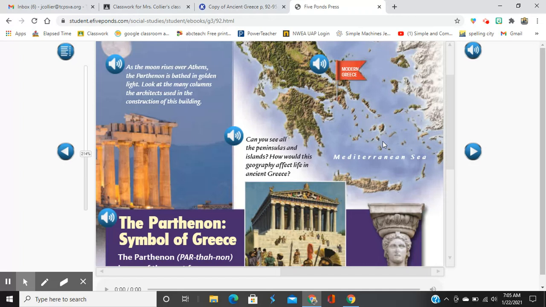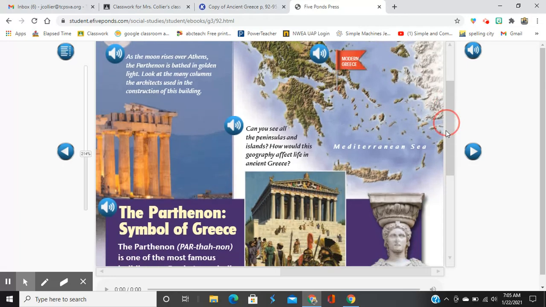Well, they were separated because everything was not connected. They had a lot of water. So we'll just have to continue reading to see how that affected their life.